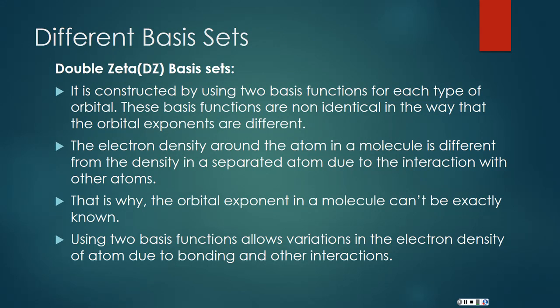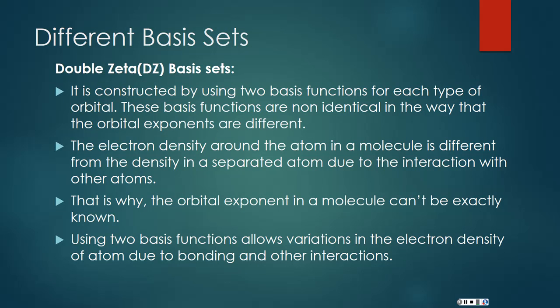Here are the double zeta basis set and triple zeta basis set. A double zeta basis set is constructed by taking two basis functions for each type of orbital, and the triple zeta basis set is constructed by taking three basis functions for each type of orbital. So why do we need to use this double zeta or triple zeta basis set instead of the minimal basis set?